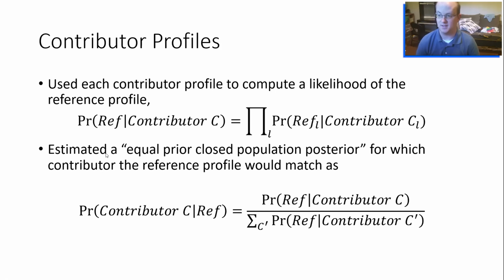Rather, it is: if the person were in the mixture, if the reference profile were from a contributor whose material is in the mixture, which of those contributors would it be? And the equal prior part is just saying each of the contributors identified by StarMix are given equal prior beforehand. So that means that we're essentially weighting by the likelihood of the reference profile under the distribution for each of the contributors.